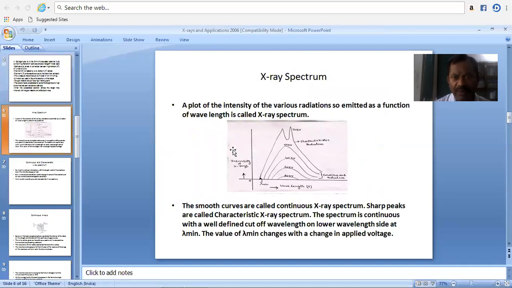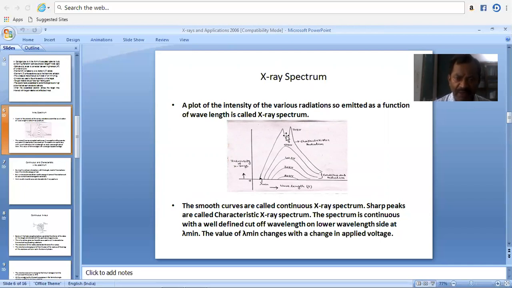X-ray spectrum: a plot of the intensity of the various radiations so emitted as a function of wavelength is called the X-ray spectrum. In this diagram, we have intensity of X-rays versus wavelength lambda. This smooth curve is 20 kilovolts. Next, this is 30 kilovolts. This is 40 kilovolts. Next, this is 50 kilovolts. These smooth curves are called the continuous X-ray spectrum.